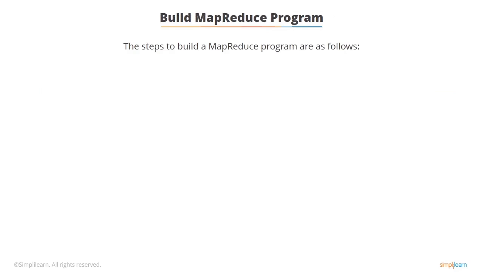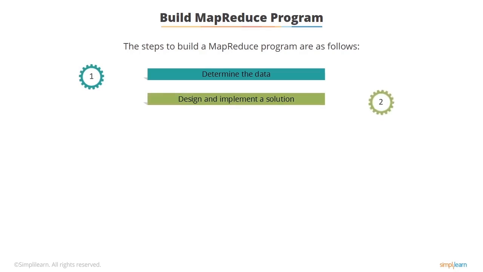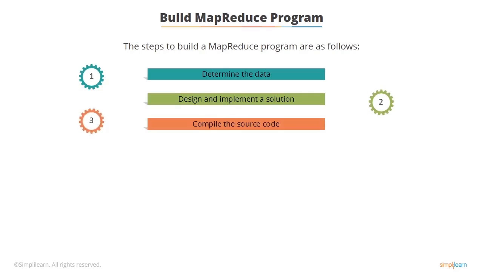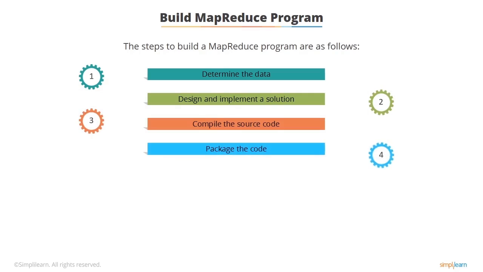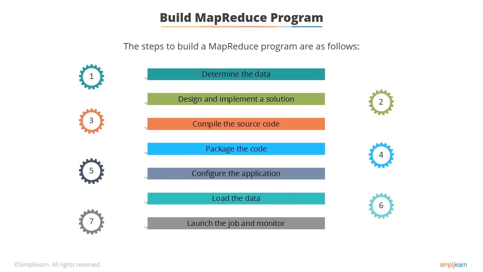Let's look at the steps to build a MapReduce program. Determine if the data can be made parallel and solved using MapReduce. For example, you need to analyze whether the data is write once, read many, or WORM in nature. Design and implement a solution as mapper and reducer classes. Compile the source code with Hadoop core and package the code as jar executable. Configure the application job as to the number of mapper and reducer tasks and to the number of input and output streams. Load the data or use it on previously available data, then launch and monitor the job.